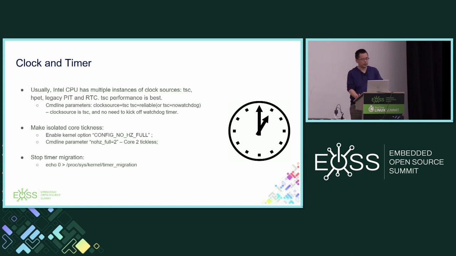The second is to try to make the isolated cores tickless. The first is to enable the kernel option CONFIG_NO_HZ_FULL. Secondly, you need to append the command line parameter nohz_full. This is to stop the timer whenever possible. If there are fewer interrupts to handle, the real-time performance should be better.